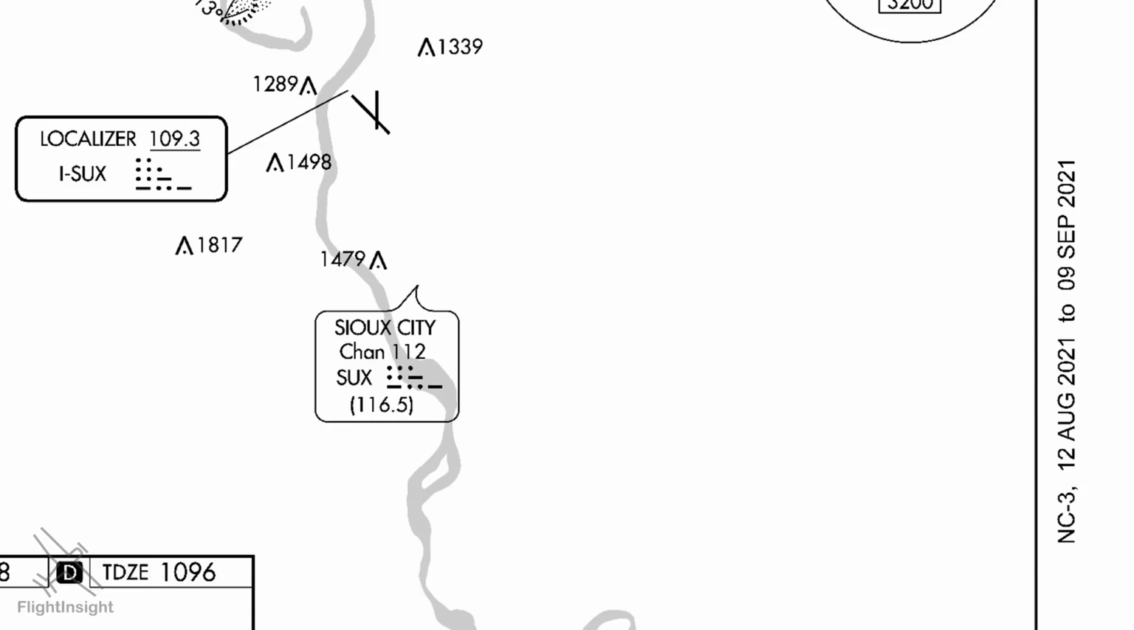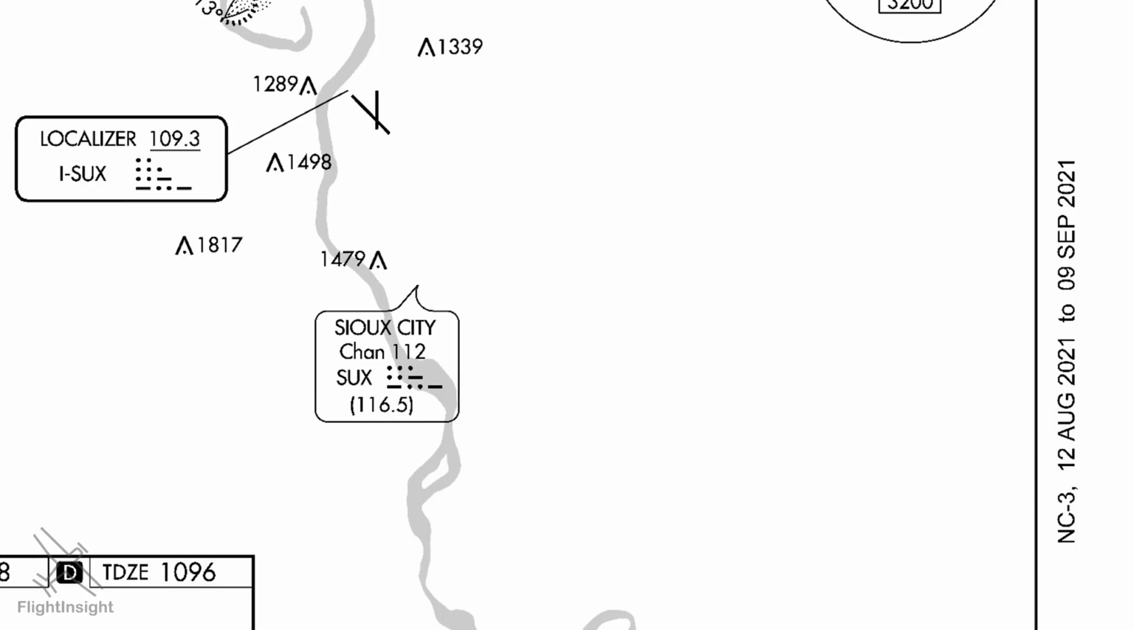In addition to receiving these two signals, the aircraft will also receive an identification signal, which broadcasts the Morse code identifier for the localizer. Here the identifier is ISUX, and the transmission will include the Morse identifier shown here by the dots and dashes, just as you'd find when identifying a VOR.